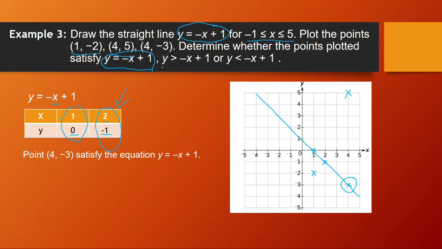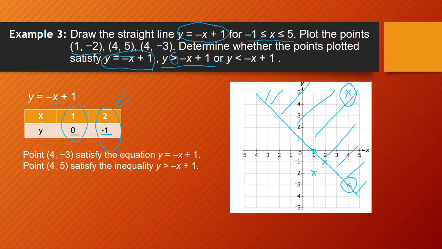And then for the next one, for y greater than negative x plus 1, when it is greater, the point must be in the region above. Can you identify which point lies in the region above? This one, right? The coordinate is (4, 5). So point (4, 5) satisfies the inequality y greater than negative x plus 1.